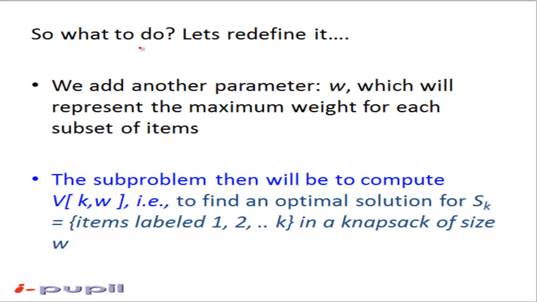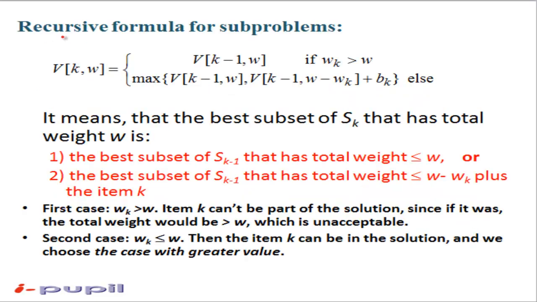So what to do? How do we solve the problem? Let's redefine the solution. We add another parameter W, which will represent the maximum weight for each subset of items. The subproblem then will be to compute V[k,W], that is, to find an optimal solution for Sk in a knapsack of size W. Now let us look at the recursive formula for the subproblems. This shows the recursive formula we are going to use to solve the problem dynamically. It states that if the weight of the kth item is greater than the maximum weight for that particular subset, then choose V[k-1,W], else choose the maximum of V[k-1,W] or V[k-1,W-Wk] plus bk.